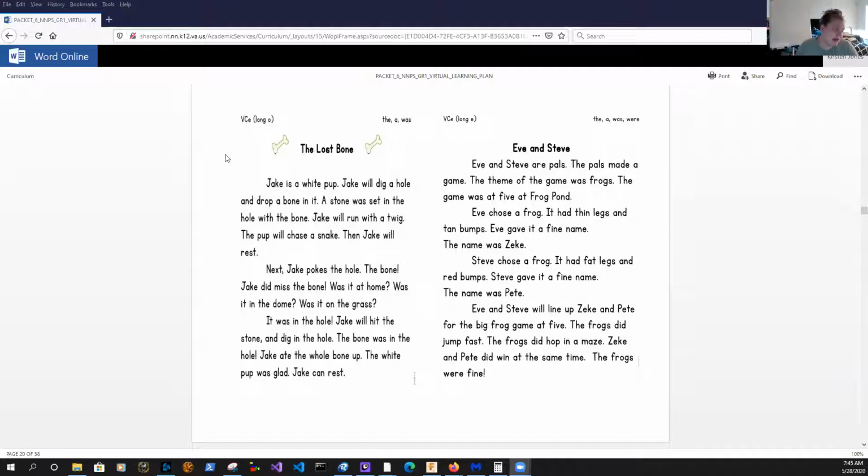Then Jake will rest. Next, Jake pokes the hole. The bone. Jake did miss the bone. Was it at home? Was it in the dome? Was it on the grass? It was in the hole. Jake will hit the stone and dig in the hole. The bone was in the hole. Jake ate the whole bone up. The white pup was glad. Jake can rest.